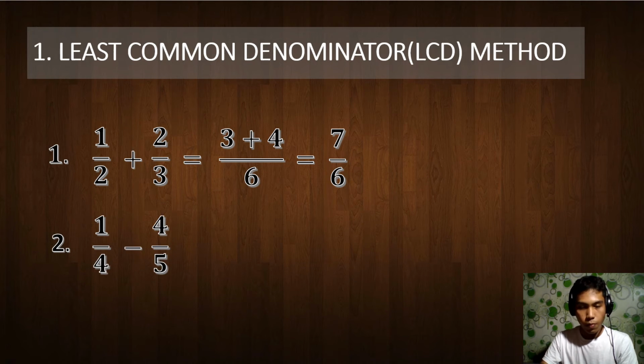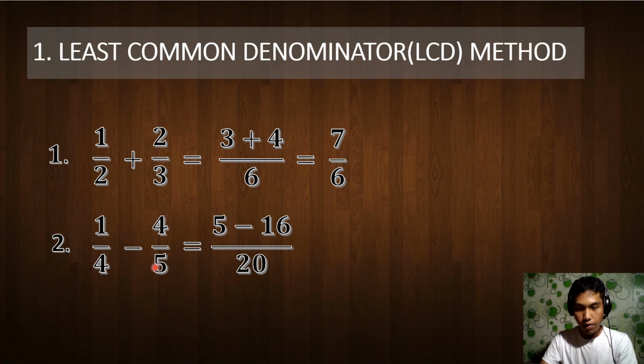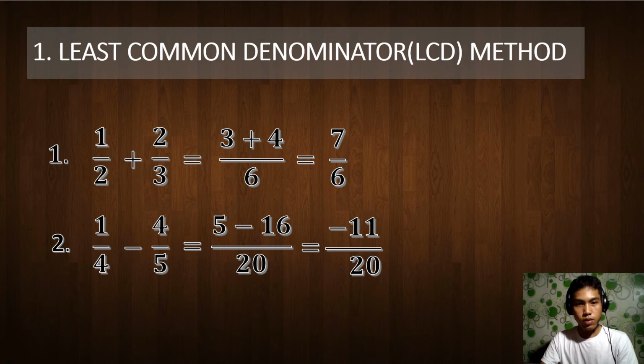And for number 2, the same process, but the difference here is the operation. The smallest number that can be divided by both 4 and 5 is 20. So just simply divide 20 by 4, that is 5. 5 times 1 is 5. 20 divided by 5, that is 4, times 4, that is 16. So 5 minus 16 is equal to negative 11 over 20. So that's it.